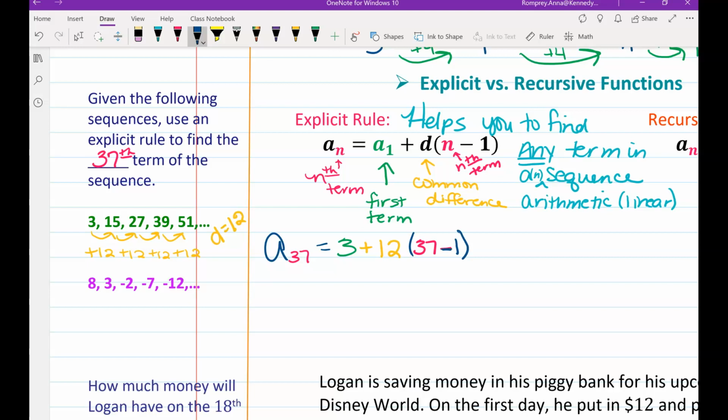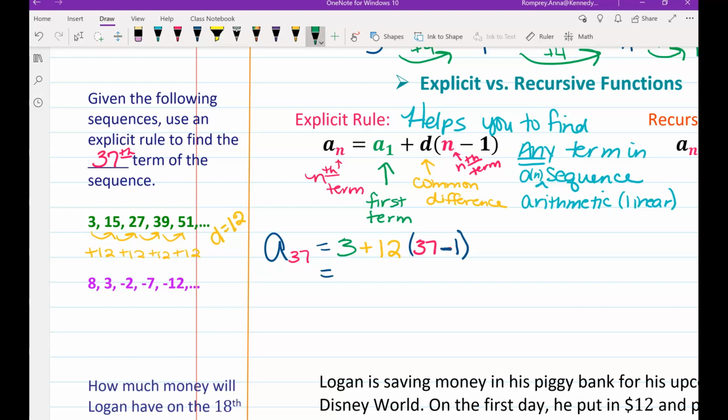Why am I subtracting 1? If I'm trying to find this 37th term, wouldn't I want to multiply it by all 37, because I'm adding 12 that many times? Well, think about it. We're actually not adding 12 37 times because the first term is where we started. Since we started at 3, we're only going to add 36 more times to get to the 37th term. So you always have to subtract 1 to make sure that you don't accidentally count that first term again. Okay? So let's find out, what would the 37th term be?